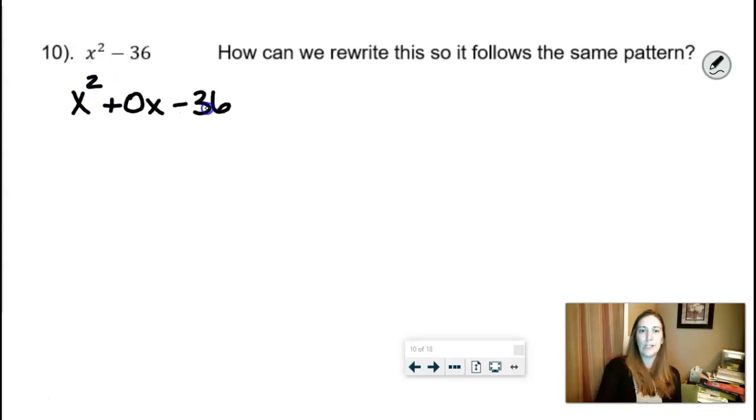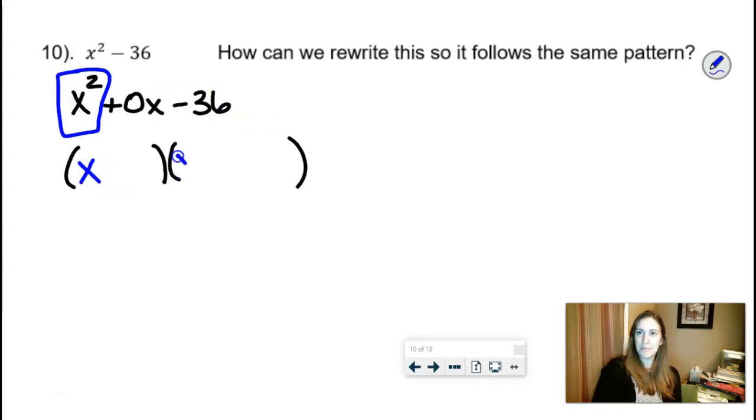So what you're looking for here are factors where the first terms multiply to x squared. So that's back to the easy ones, right? My last terms multiply to negative 36, but my arches have to add up to 0. That's what I'm looking for. So I don't think it's that bad. X squared would be x and x.